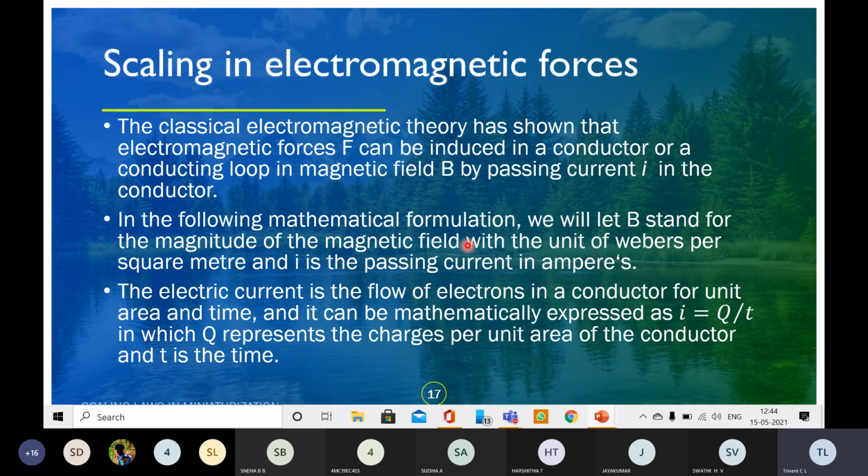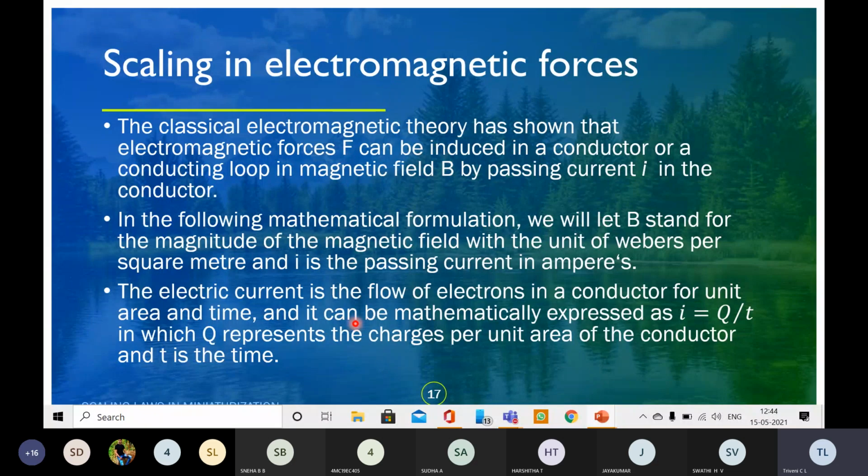So what we'll do is take one mathematical formulation for that. Here we'll be representing the B. This B is nothing but the magnitude of the magnetic field, which will be in the unit of Webers per square meter, and I is represented as the current in amperes.